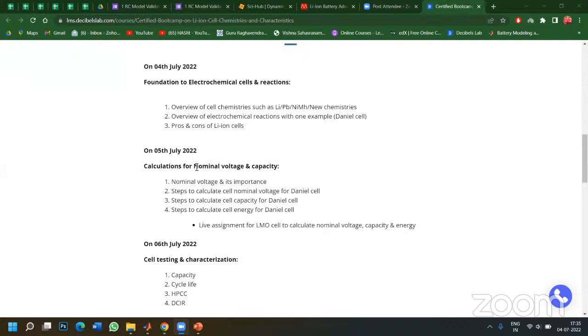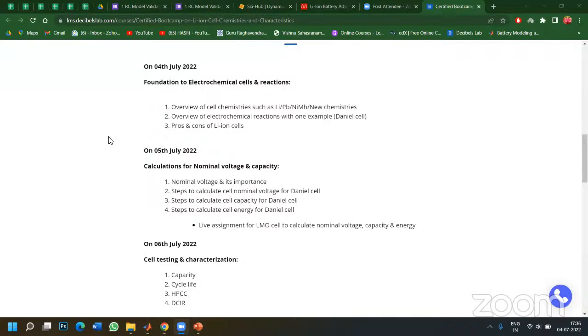Yeah. So here are the topics that we are expected to cover as a part of this boot camp. On the first day, that is today, we will be covering the foundation to electrochemical cells and the reactions. Here we talk about an overview of cell chemistries, again fundamental cell chemistries and some of the new chemistries and lithium as well. Then the discussions will move into electrochemical reactions with one example as a cell. And then we'll go on to understand certain pros and cons of lithium-ion cells.